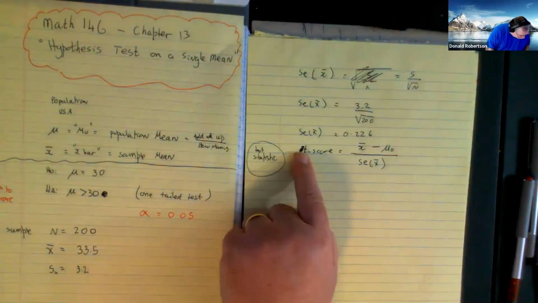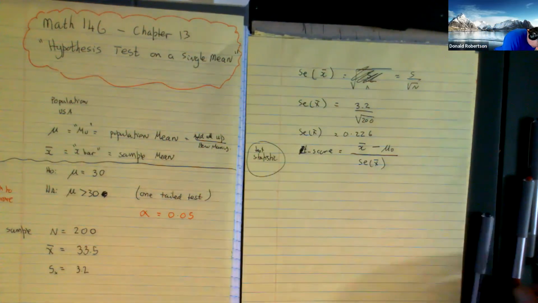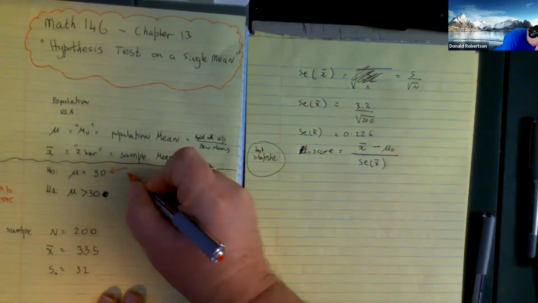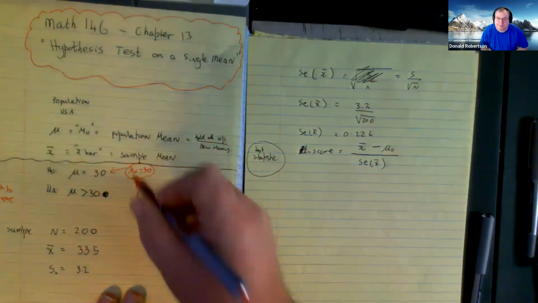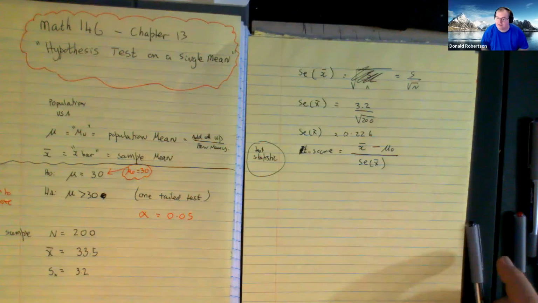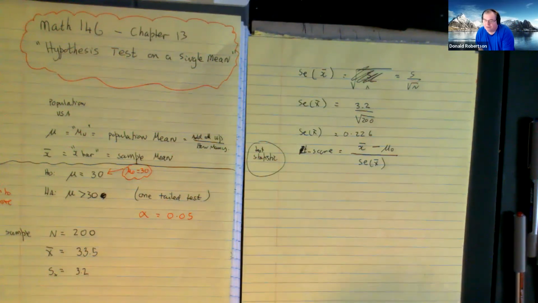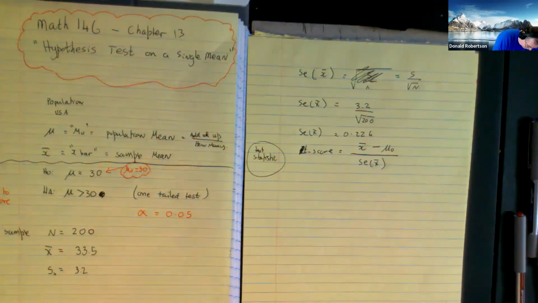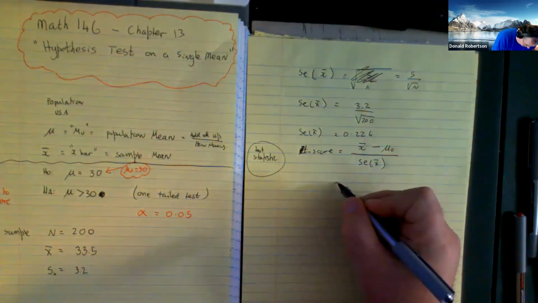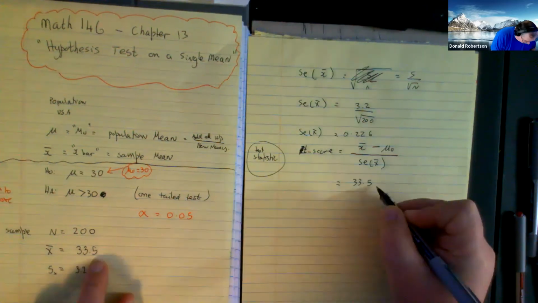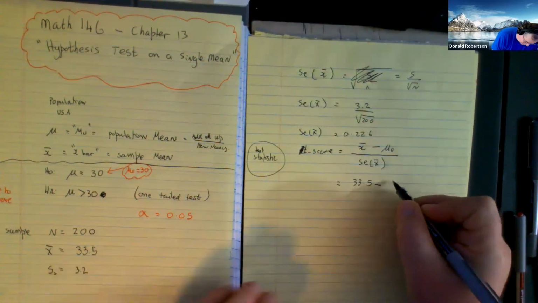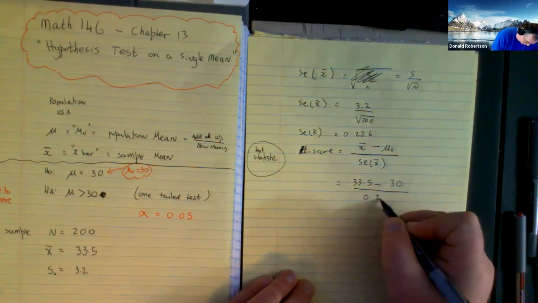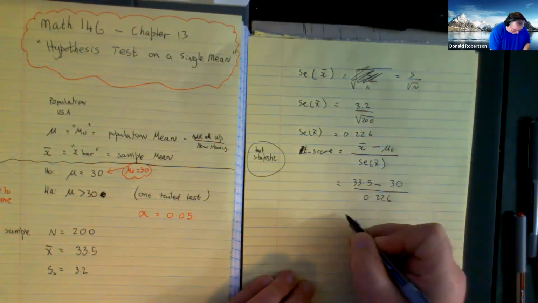Now, if you're wondering who mu naught is, mu naught is just like P naught. Remember the null value, the null proportion? That's its name. This is the null value, the null value is 30. So I had a 33.5, take away a 30, divided by 0.226. Let's see what that looks like.